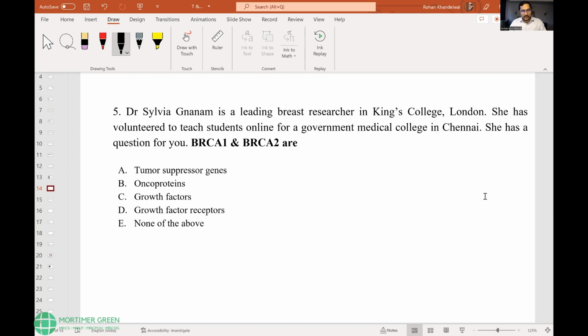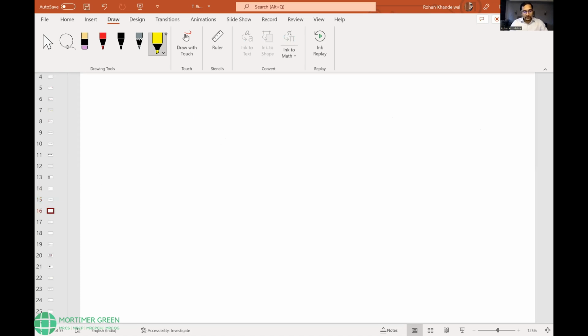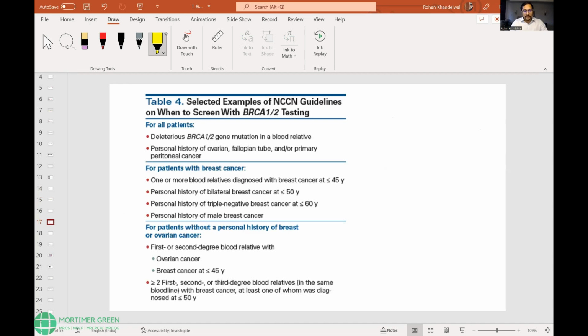Correct. So all of you are correct. These are tumor suppressor genes. And we should know that BRCA1 is situated on chromosome 17, whereas BRCA2 is situated on chromosome 13. And these have also been asked frequently in the exam.